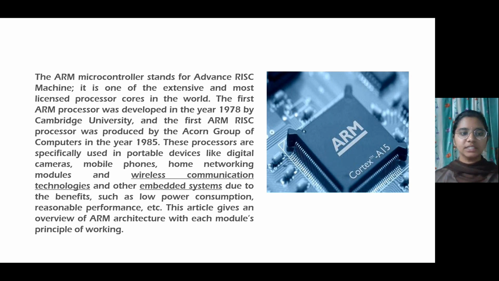The first ARM processor was developed in the year 1978 by Cambridge University, and the first ARM RISC processor was produced by Acorn Group of Computers in the year 1985. These processors are specifically used in portable devices like digital cameras, mobile phones, home networking modules, and wireless communication technologies and other embedded systems due to the benefits such as low power consumption, reasonable performance, etc. This article gives an overview of ARM architecture with each module's principle of working.